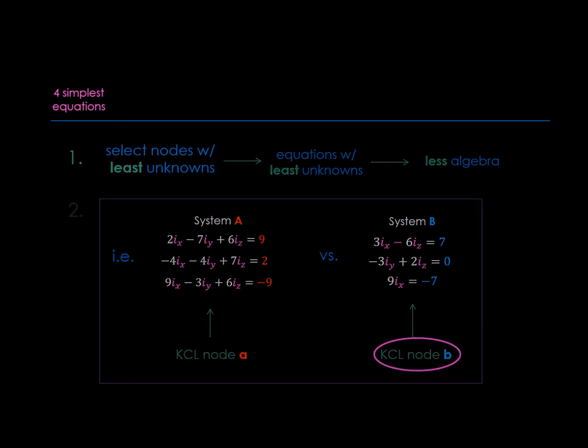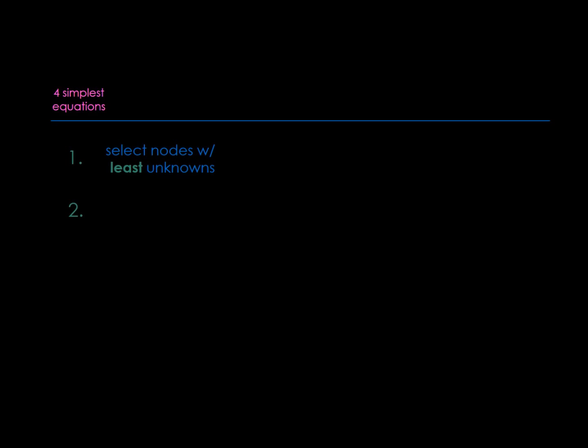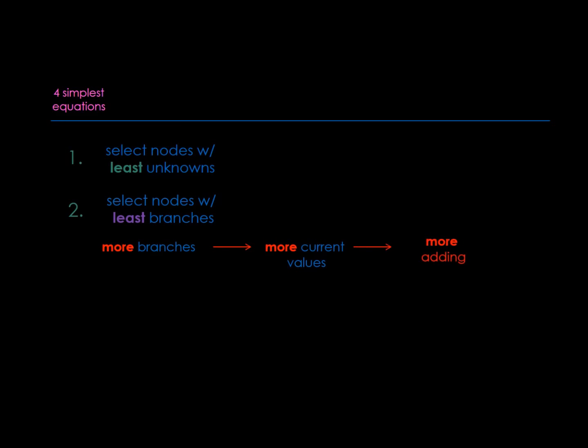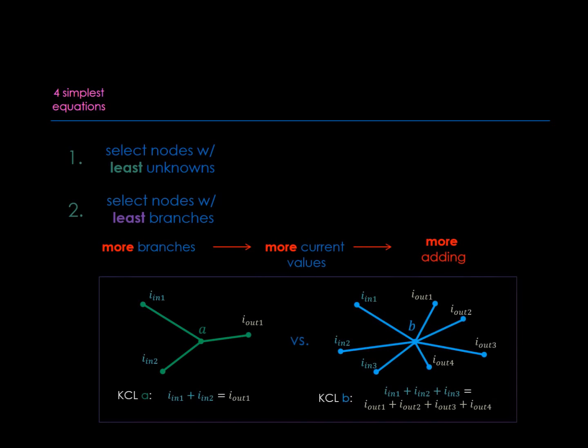Make sense? And second, once you have done that, then out of the nodes you have chosen from step 1, you further select the ones with the least number of branches. This is self-explanatory. More branches means more current values coming in or coming out, so more unnecessary adding. Just compare these 2 arbitrary nodes. You should get the idea.